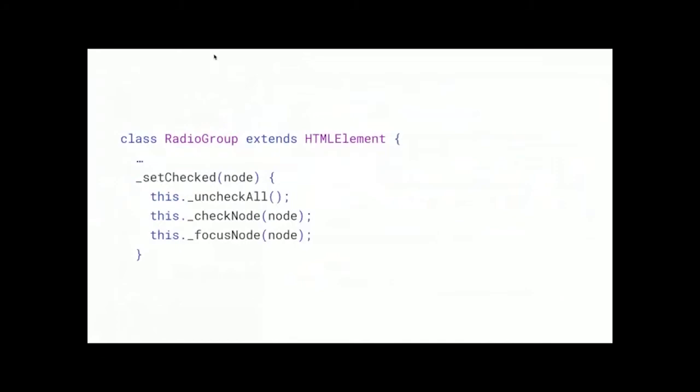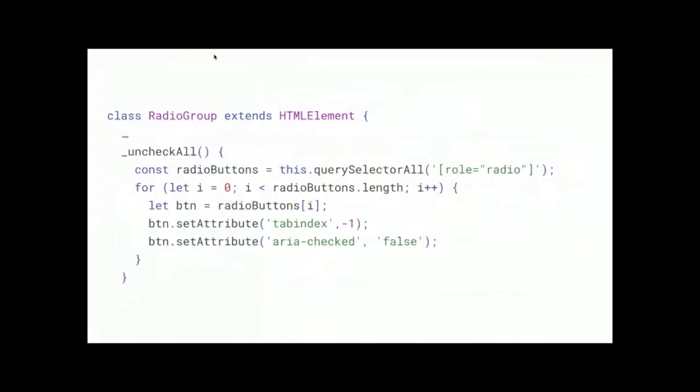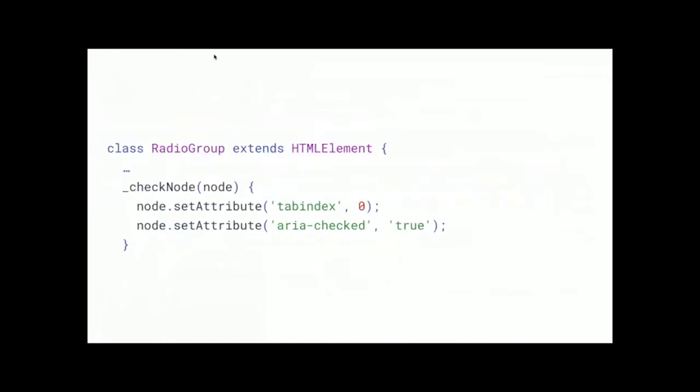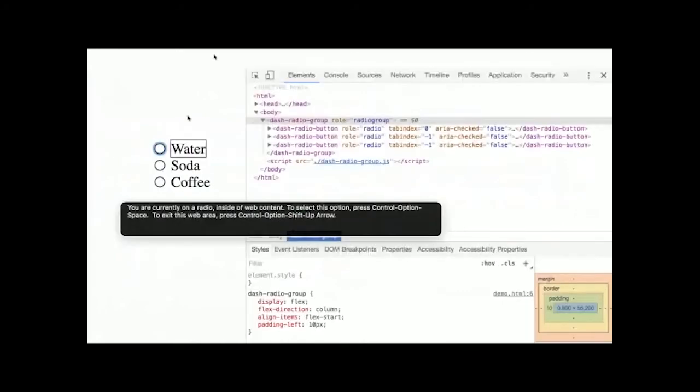Similarly, I was showing the set checked method before. And again, this walks through my radio group. It unchecks all the previous buttons and then sets the currently passed in one to checked. Diving into this a little bit more, if you look at this uncheck all method, I'm looping through all of my radio buttons and setting them all to tab index -1 because I'm unchecking them, for the roving tab index pattern. But then I also make sure to set their ARIA checked state to false. And similarly, when I check a button, I set its tab index to 0, but I also set its ARIA checked state to true. And so what this ends up producing is something that looks like this.